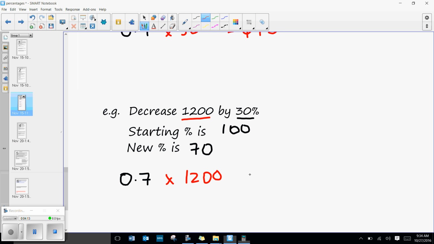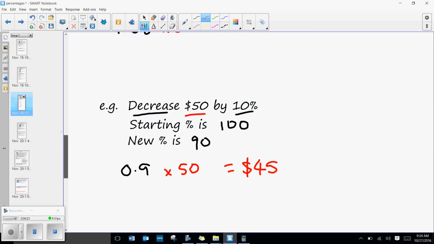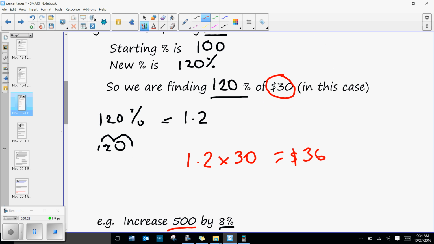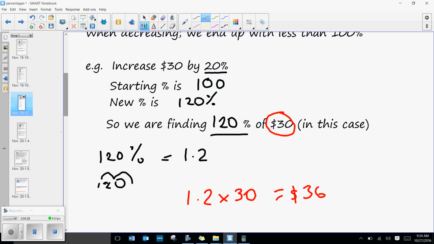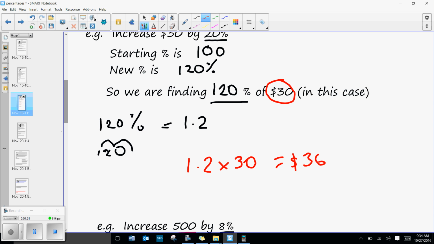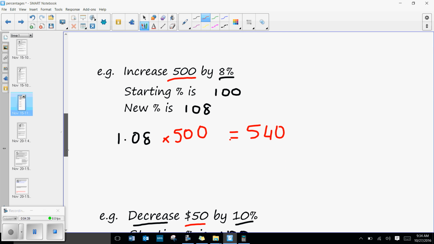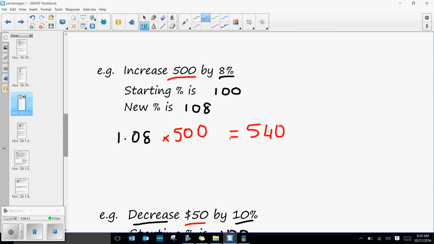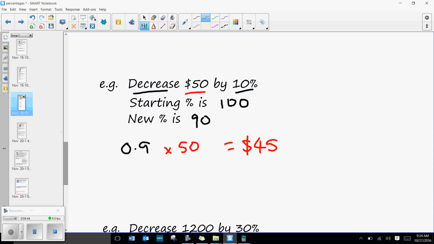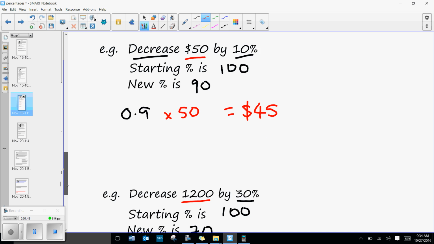Now, let's just double check our answers. So this question, we were increasing $30 by 20%. We ended up with 36. It makes sense because it's more than the original amount. Again, this one, we're increasing 500 by 8%. We have a number more than 500. These were decreasing. We started with 50, we ended up with 45. And finally, 1200, we ended up with 840. Always double check that your answer makes sense.